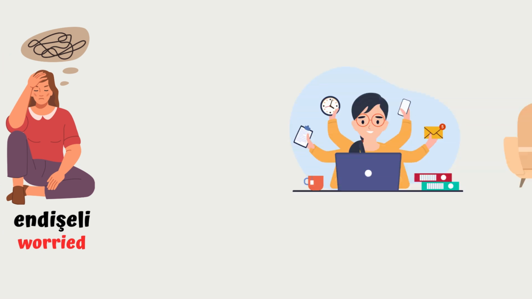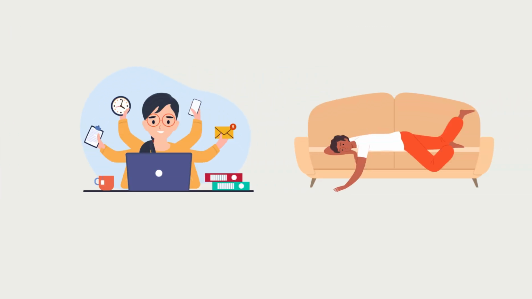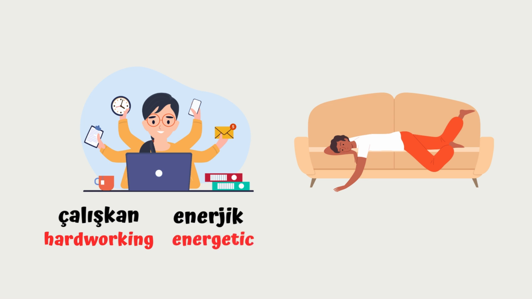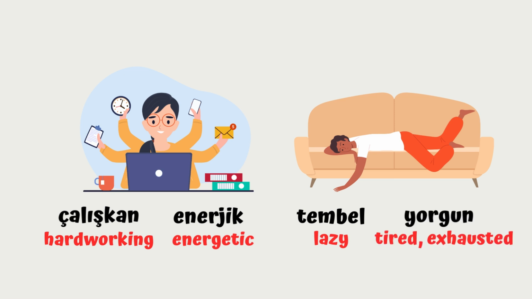Okay, let's take a look at these 2 people. So we can use 4 adjectives, 2 for each. Do you remember them? So for the first picture, we can use çalışkan and enerjik. And for the second picture, we can use tembel and yorgun.